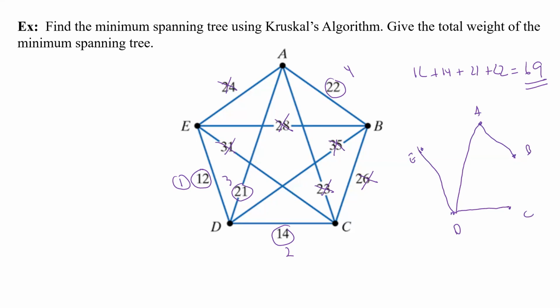And again, we just went and found all the minimum values until we didn't make a circuit. If we made a circuit, we had to cross it off, and then we ended up with our final value. All right, so hopefully that helps you with 14.4.